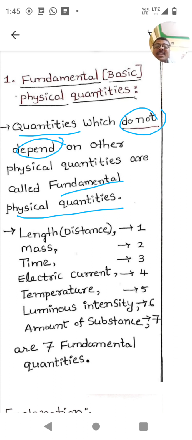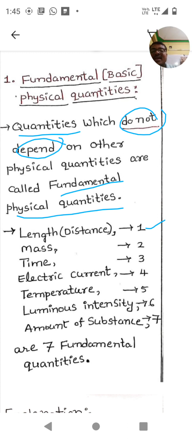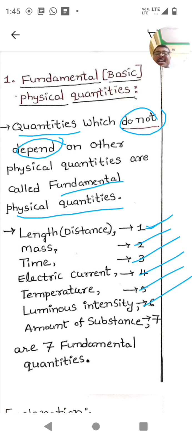First one is length. Length is a fundamental physical quantity. Mass, second fundamental physical quantity. Time, electric current, temperature, luminous intensity, amount of substance. These all are the 7 fundamental physical quantities. Once again I am repeating: first one is length, second mass, time, electric current, temperature, luminous intensity, amount of substance. These 7 are fundamental physical quantities.